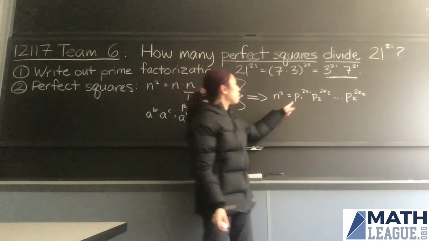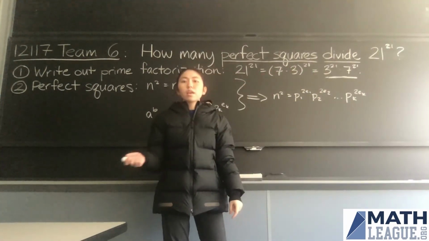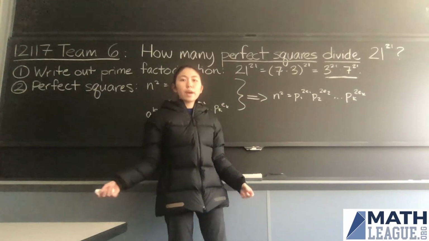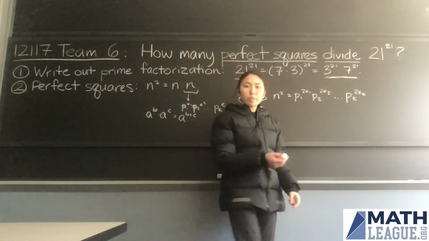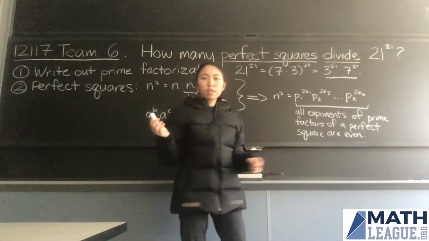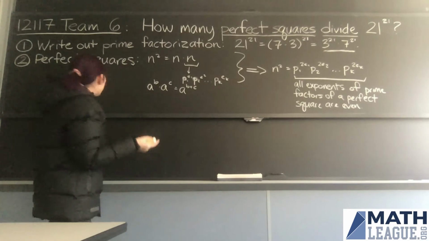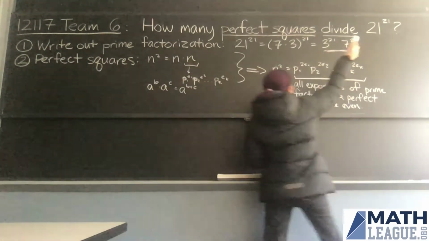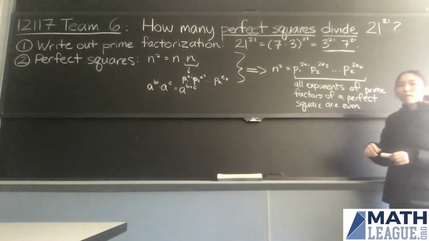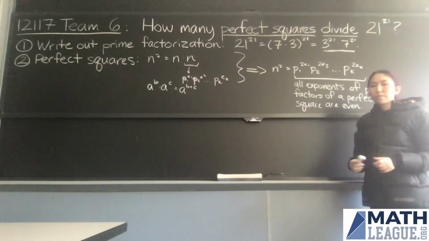So what do we notice about all these exponents of a square? We can see that each of them is multiplied by 2, which means that all exponents of a perfect square are going to be even. Awesome. All right, so now let's see if we can use this. What we want now is to think about how to get perfect squares that divide 21 to the 21st power. So now we're stepping back and thinking about our 3 to the 21 times 7 to the 21.